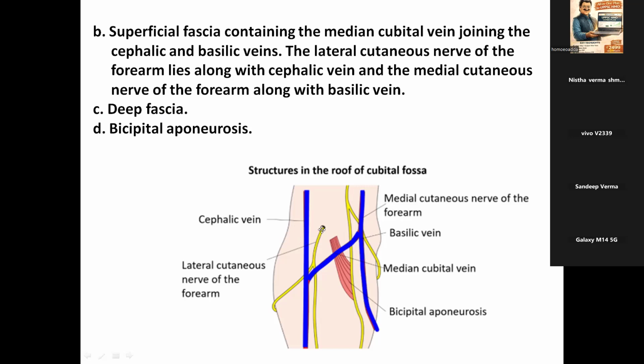Okay, and one more thing, this cephalic vein is running along with one nerve that is called the lateral cutaneous nerve of forearm. Similarly, the basilic vein is also running with a nerve, that is the medial cutaneous nerve of forearm. So again, this can be asked in MCQ, that the lateral cutaneous nerve of forearm runs parallel with the cephalic vein, while the medial cutaneous nerve of forearm runs parallel with the basilic vein.